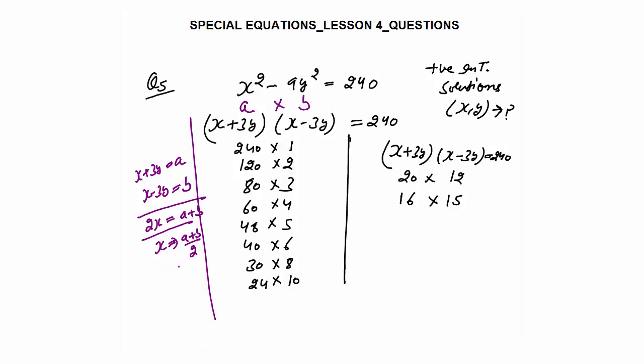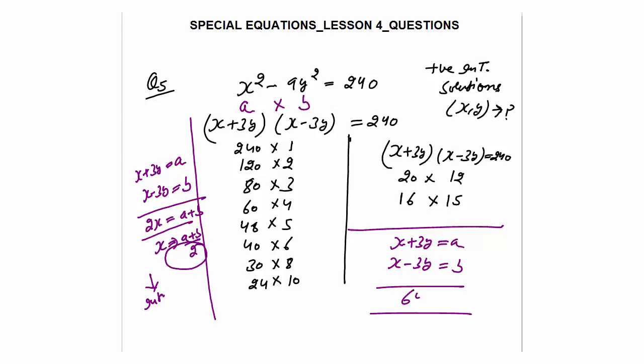Very important thing to understand: for x to be a positive integer, a plus b must be divisible by 2. Also see the subtraction part. If you subtract them, x plus 3y equals a, x minus 3y equals b, so 6y equals a minus b. So y is (a minus b) by 6. It means y will be a positive integer when the difference a minus b is a multiple of 6.